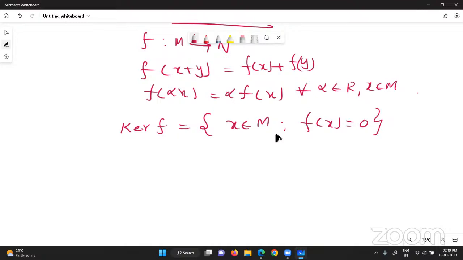We know that every homomorphic image of a ring R is isomorphic to some quotient module. So here you have the fundamental theorem of homomorphism. What does the fundamental theorem of homomorphism say?